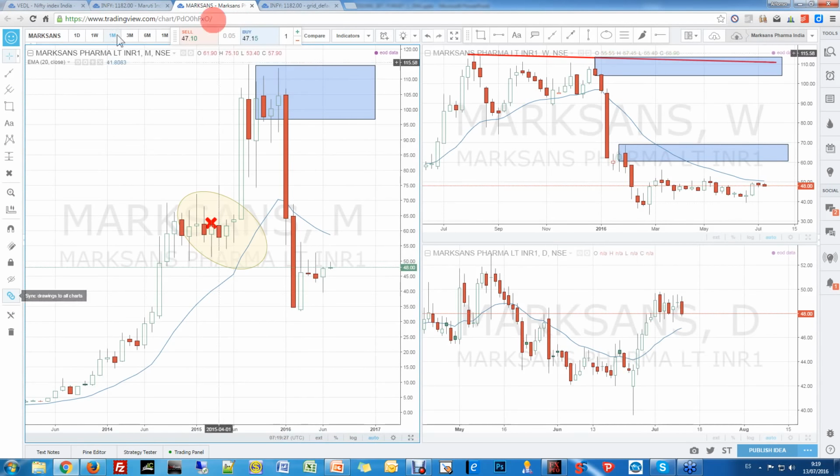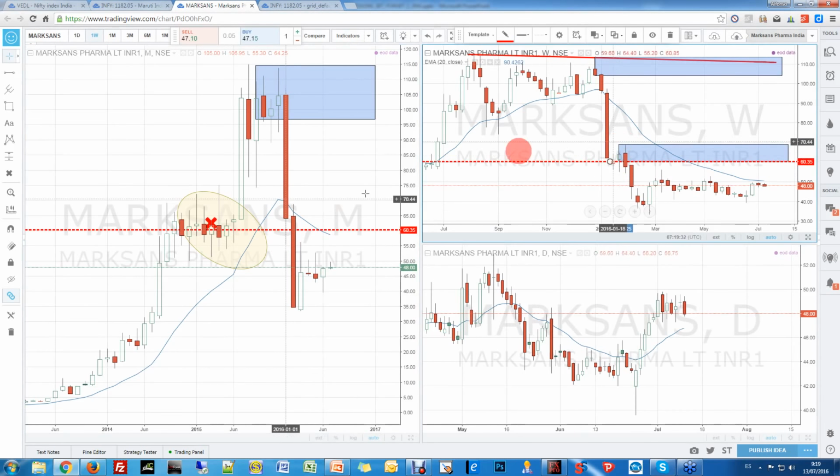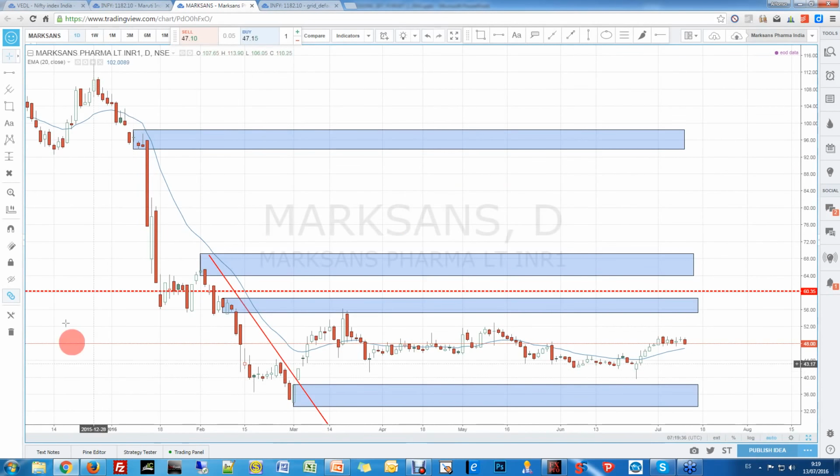So let me use this tool, mark the weekly area of supply, the proximal line, so we can see it on the daily. So this is what we have. Shorts can happen right there, on the weekly area of supply.